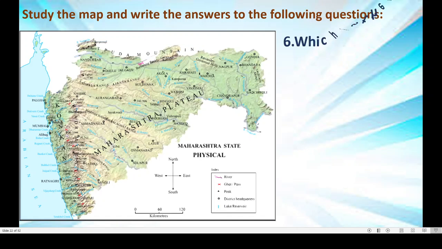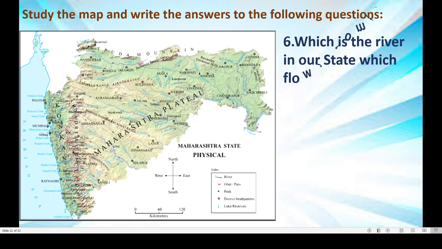Next is, which is the river in our state which flows from the east to the west? Yes, this side is east and this side is west, correct? Which is the river? The river symbol is like this, pink colored light lines, correct? Here you can see light lines. Okay, light pink. Which is the river in our state which flows from the east to the west, from this side to that side?